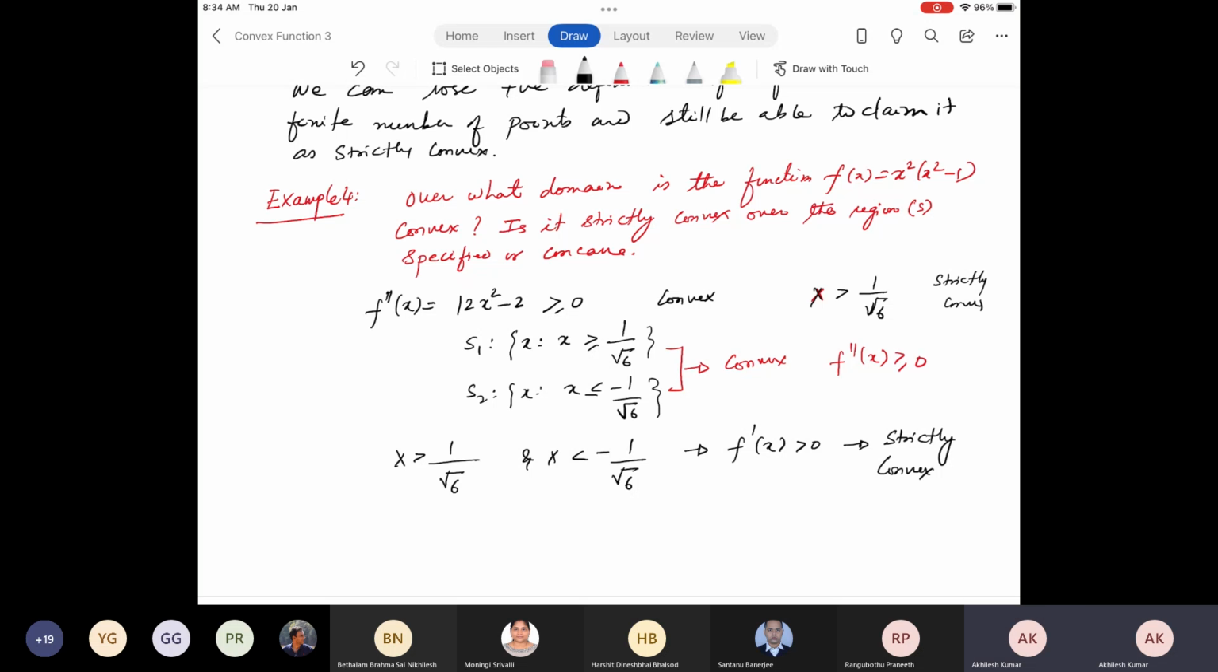So can we say the complete function itself is strictly convex? So what we have is minus 1 by root 6 and 1 by root 6. In this area, we are calling it to be convex.